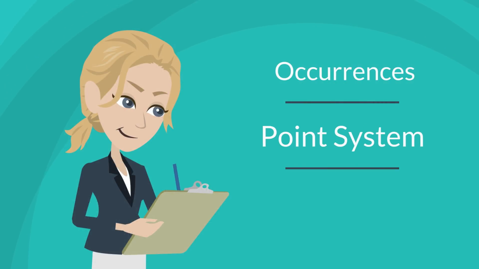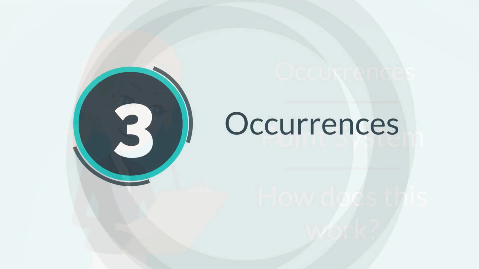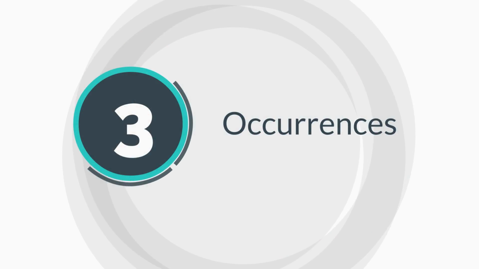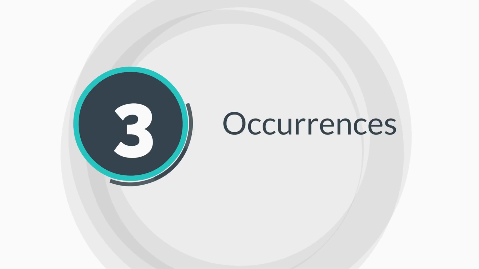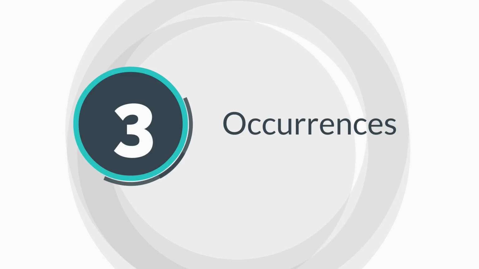In the previous slides, you may have noticed a point assigned with the attendance definitions. We will now go over the occurrences along with the point system and how it works. When you have reached 3 points or 3 occurrences, the level of action to be taken is a verbal warning using the corrective action form.